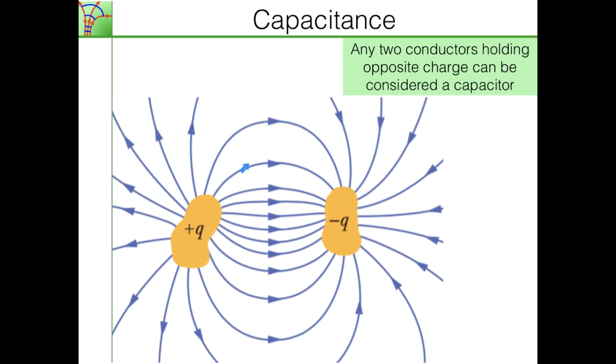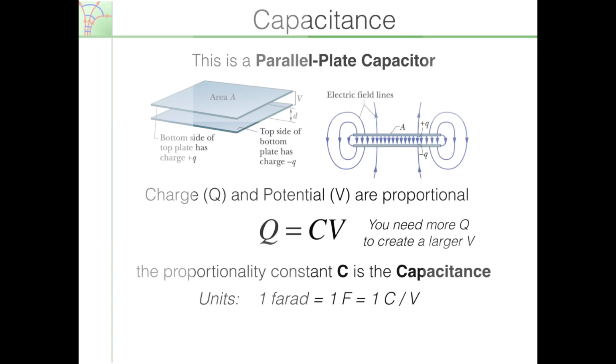The positive side has electric field lines that are coming out of it because positive charge creates electric field lines going away from it, and then the negative side has electric field lines going towards it. So equal and oppositely charged pieces of metal. That's the most basic, simplest concept of a capacitor.